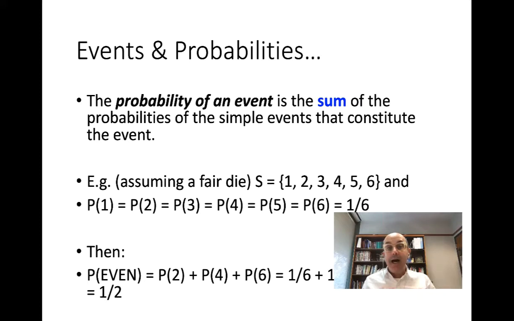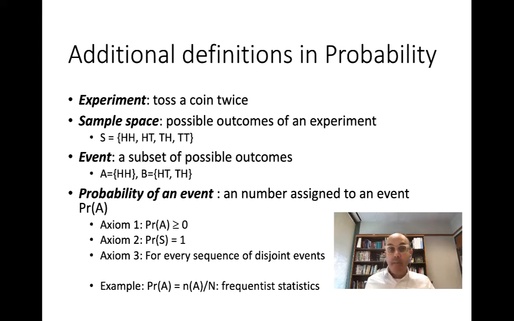So events, and the probability of an event is the sum of the probabilities of simple events that allow us to evaluate the event itself. Example, a fair die. And so we have the space 1, 2, 3, 4, 5, and 6, and we can then assign values to that in order for us to assign what the probability is.